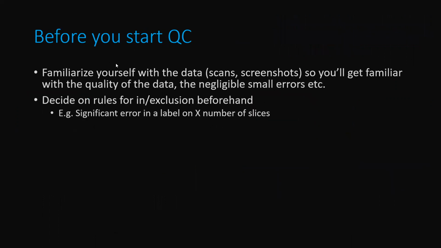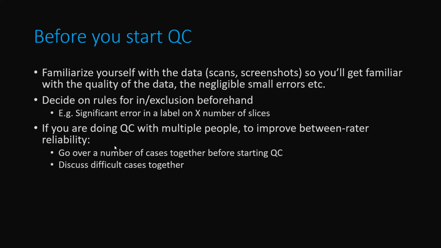Before you start QC, familiarize yourself with the data, so you get familiar with the quality, with some of the smaller errors and so on. I would recommend deciding on rules for inclusion or exclusion beforehand, such as if there's a significant error in a label on a certain number of slices. That would be a way in which you can consistently exclude between cases with the same amount of error.